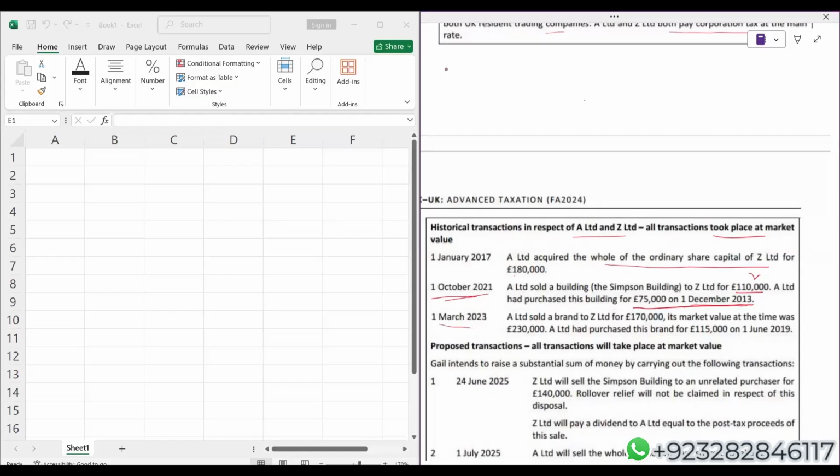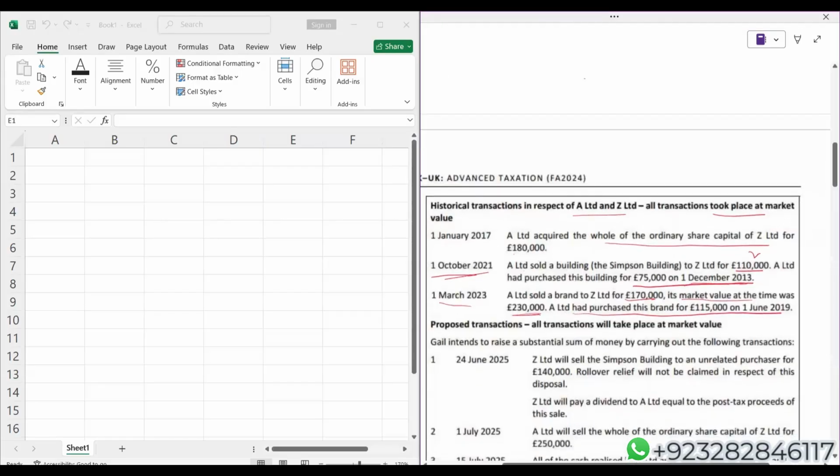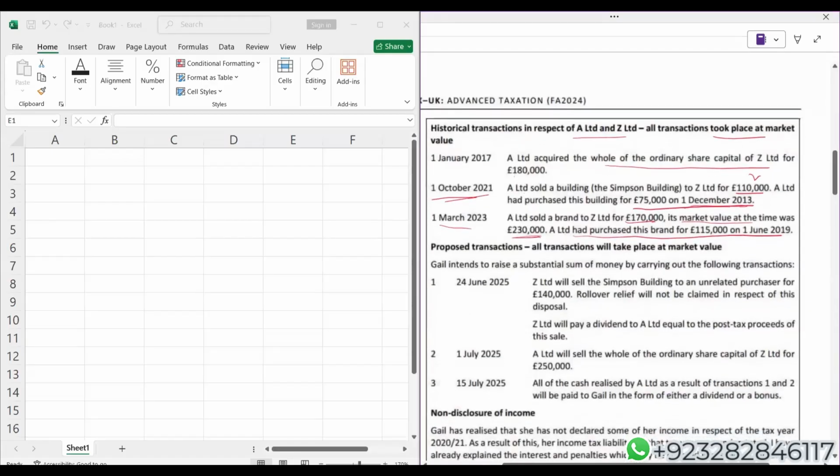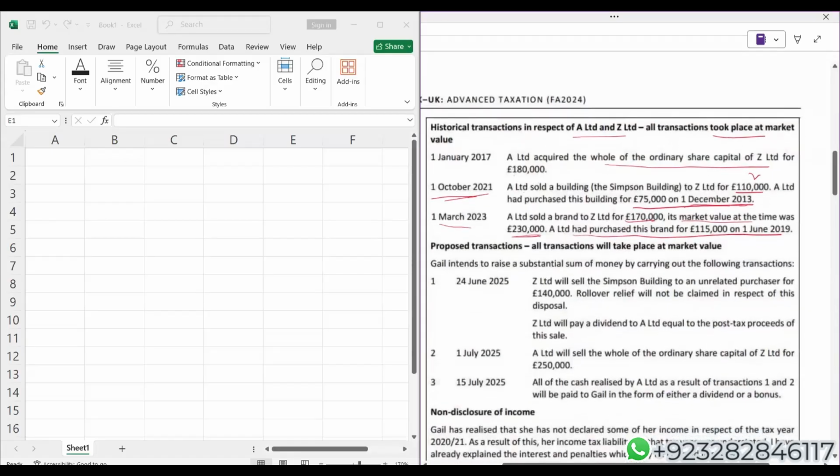March 2023, Arrow Limited sold a brand to Z Limited for 170. Its market value at the time was 2,30,000. A Limited had purchased the brand for 115 on June 9. Again, when there's a disposal of asset between 75% capital gain group members, no gain, no loss. Proposed transaction, all transactions will take place at market value.